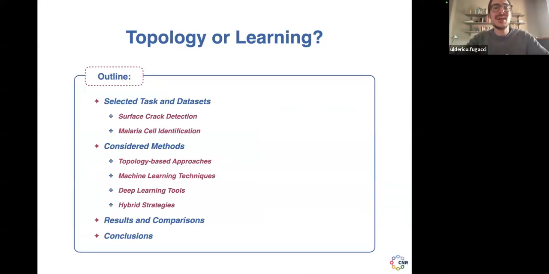So this is the outline of the talk. It's very simple, as you can expect. First we discuss the chosen data sets for this comparison and the selected task. Then we perform a short overview of the methods considered in this comparison. And finally, we present the results, compare the effectiveness of the various methods, and we draw some conclusions, trying to understand which could be possible future directions of this analysis.